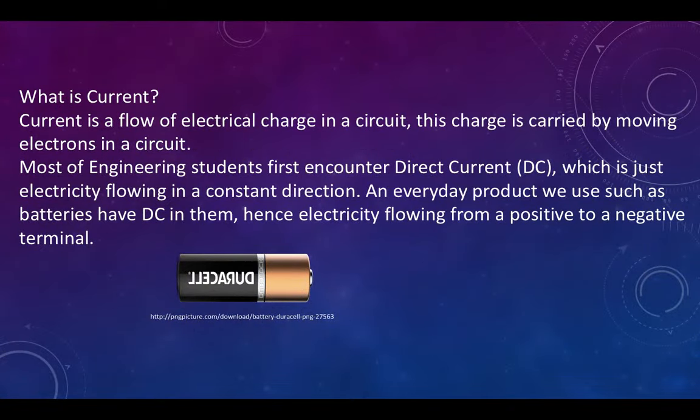What is current? Current is a flow of electrical charge in a circuit. This charge is carried by moving electrons in a circuit. Most engineering students first encounter direct current, DC, which is just electricity flowing in a constant direction. An everyday product we use, such as batteries, have DC in them, hence electricity flowing from a positive to a negative terminal.